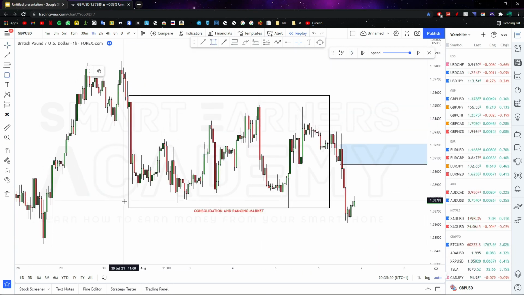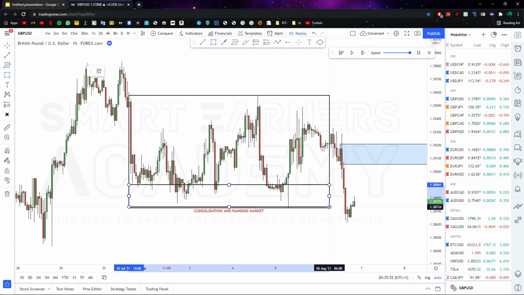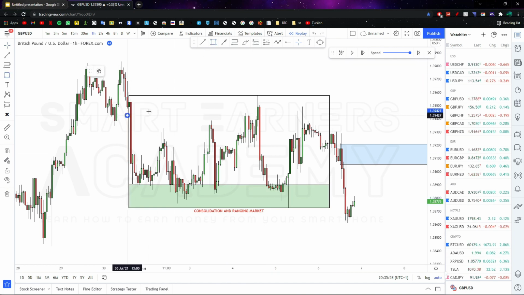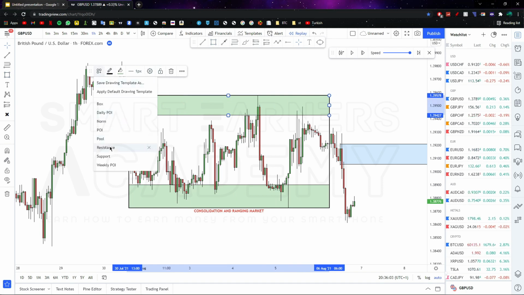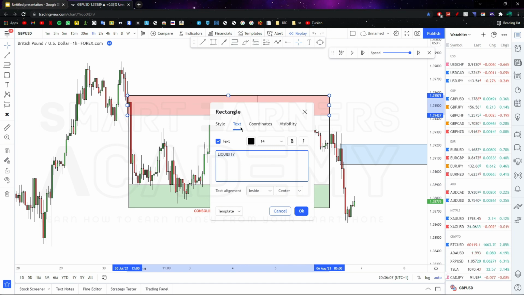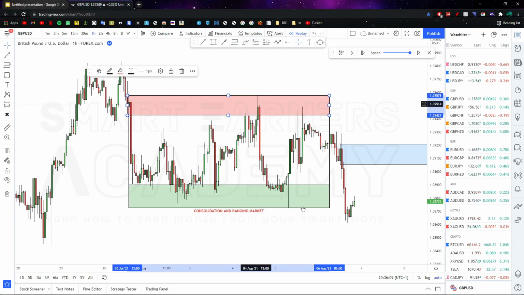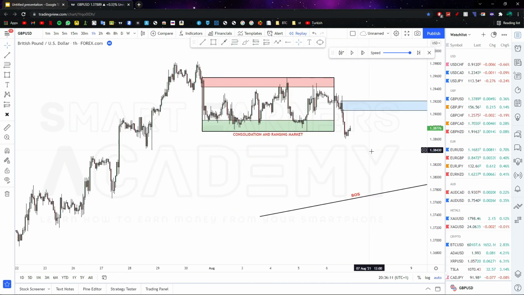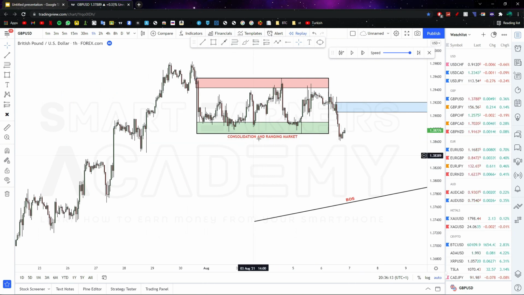So what we're looking at here in this bottom quarter is our area of support, and then up here we're looking at our area of resistance, right? And the most important thing about all of this is our ranging market. This is our consolidation, right? So now we can mark this out as our consolidation.